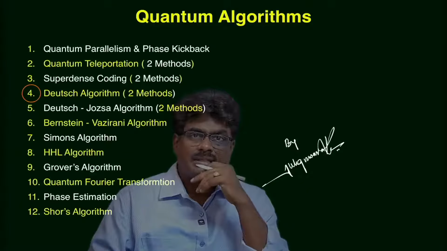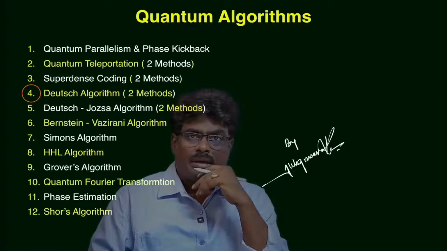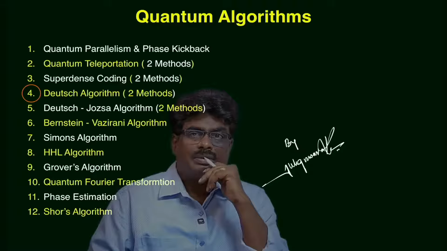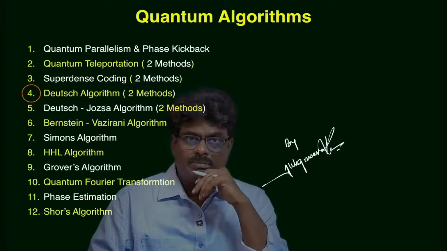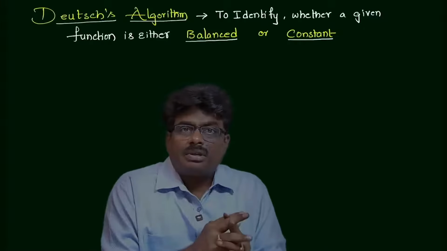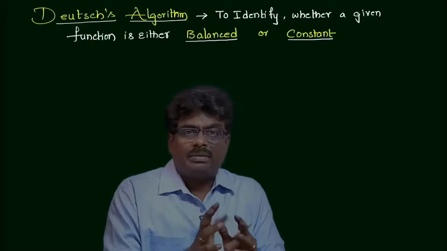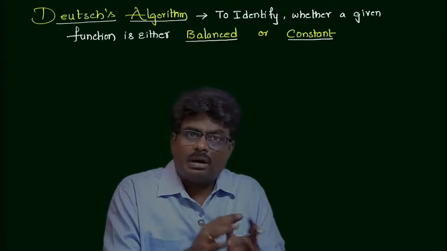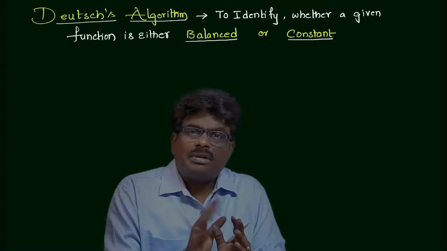So here we are discussing quantum algorithms, and in this fourth part I'm going to discuss the Deutsch algorithm. Okay, so what is this algorithm? This algorithm is used to identify whether a given function is balanced or constant. What is the meaning of balanced?